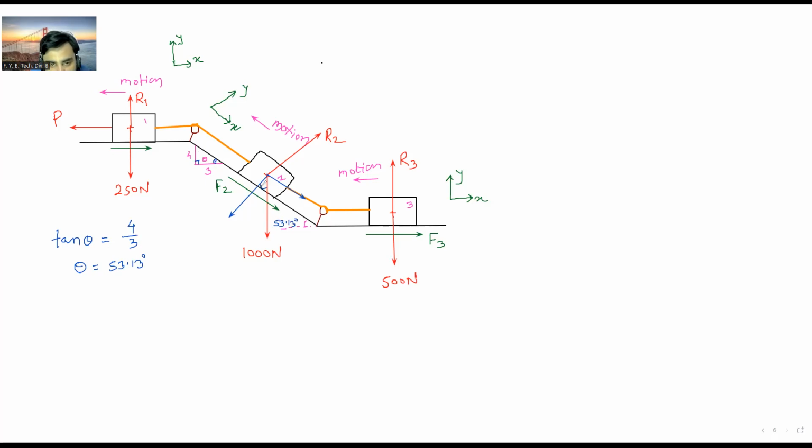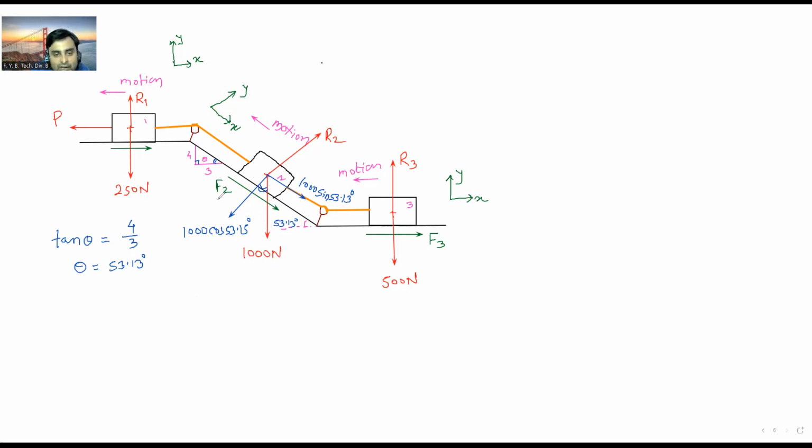So this angle is also the same, because angle between the lines is angle between their normals. So this component will become 1000 cos of 53.13 degree, and this component becomes 1000 sin of 53.13 degree. Okay, correct. So these are the components of this force of 1000 Newton.